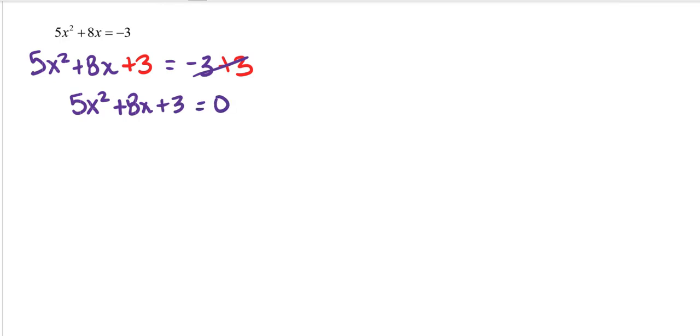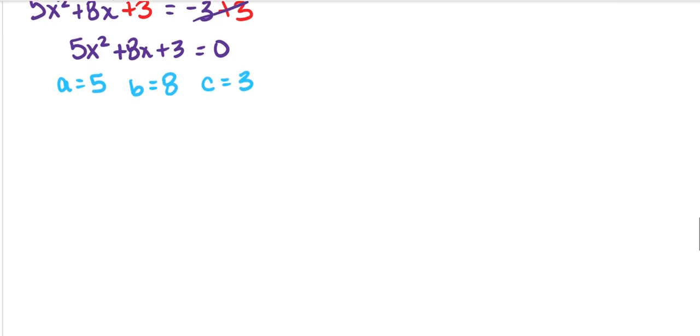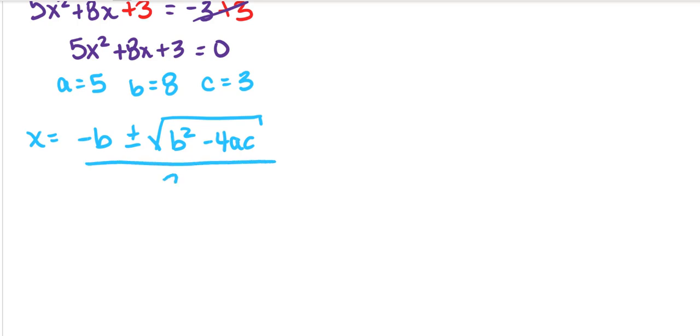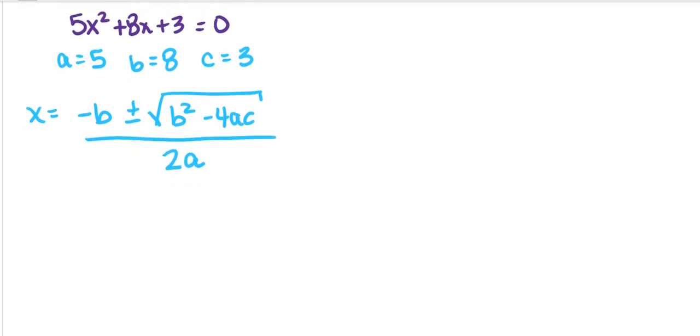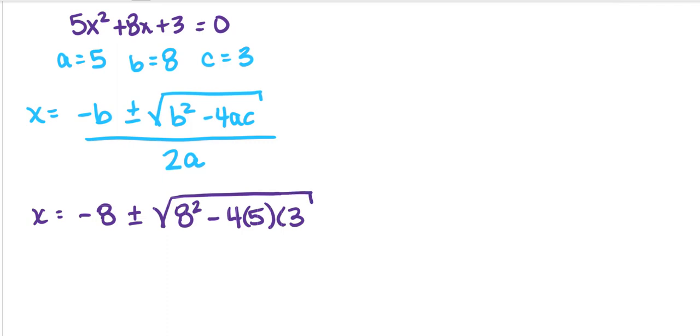So now let's identify our A, B, and C. So A is 5, B is 8, and C is 3. Our quadratic formula again, x equals negative b plus or minus square root of b squared minus 4ac all over 2a. And now let's plug in our values. So x equals negative 8 plus or minus the square root of 8 squared minus 4 times 5 times 3 all over 2 times 5.